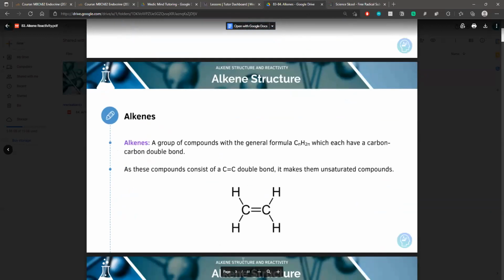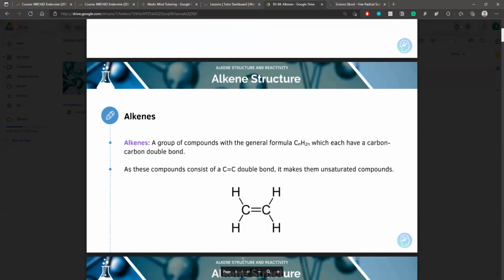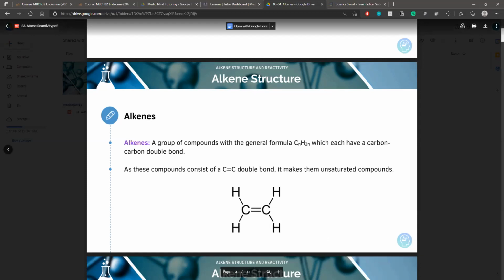So alkenes, group of compounds with the general formula CnH2n that are unsaturated. So this is the crucial difference, is that basically these compounds consist of a carbon-carbon double bond, which makes them unsaturated. So not anything with the general formula of CnH2n is considered an alkene, because as we know, cycloalkanes also have CnH2n, but it has to be unsaturated.